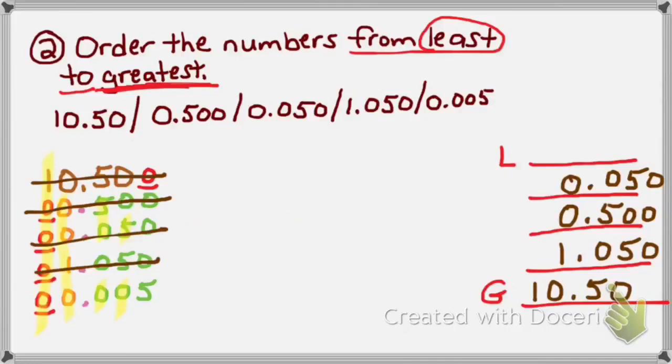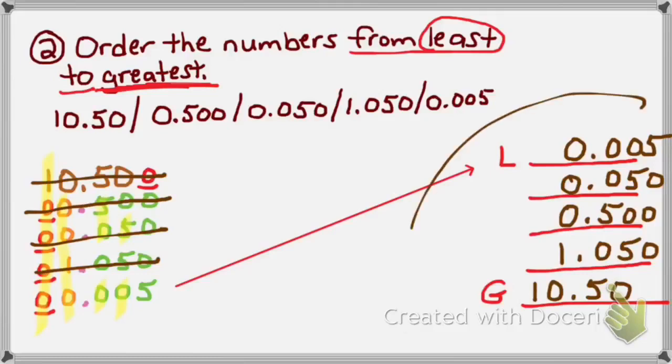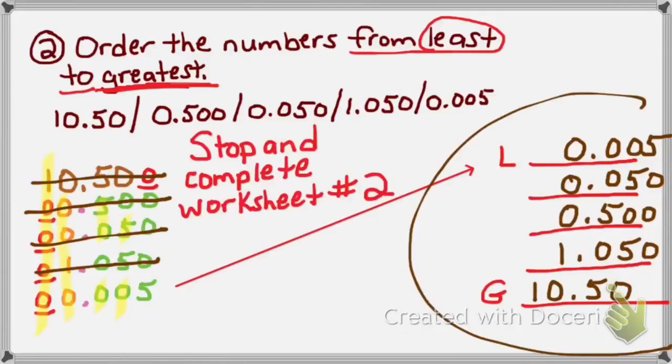Cross out the number I used, and I only have 1 number left. That is going to be my least number that goes on the line. The first 0 is a place value 0. I don't write it, so I write 0.005. And now I have followed what the directions have asked me to do. I have ordered my numbers from least to greatest. I am finished with this problem. This is my final answer. Please stop and complete worksheet number 2 right now. Remember to show all of the steps.